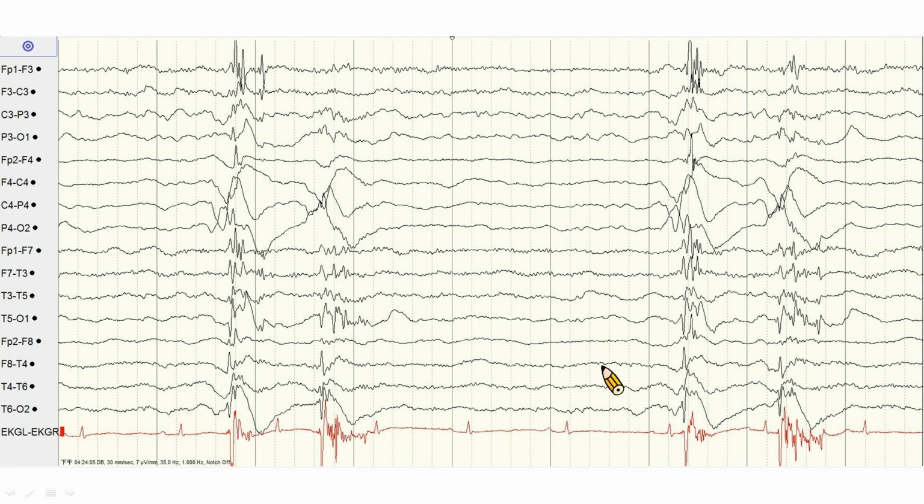This is an example of burst suppression. We can see a period of suppression followed by a period of burst. And the burst can consist of variable amplitude and variable frequency waves. In this case, it consisted of many spikes. And this is a case of hypoxic encephalopathy.